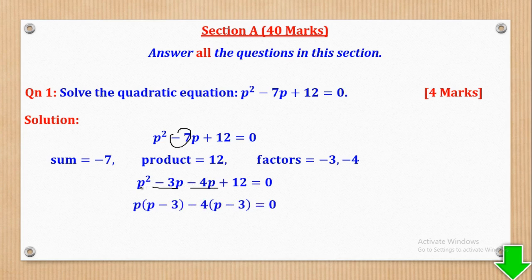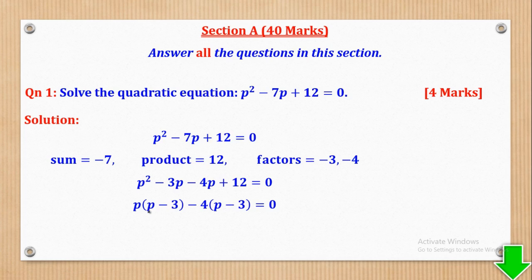So next is to group. If you look at this pair, for these two, the common factor is p. So when I pull out p, this side I remain with p alone, which is this, and this side I remain with negative 3, which is that. For this case, the common factor is negative 4. So when I pull out negative 4 here, this side will be now positive p, and this side it will remain negative 3. So that's why there's minus here.